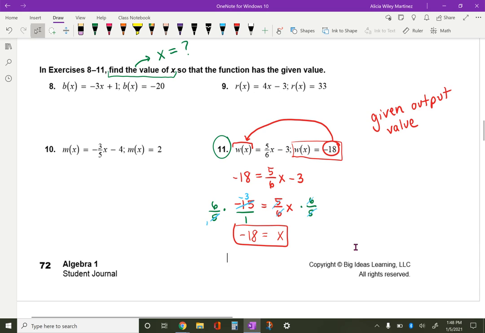So we have 3 different types of examples. One where you have a graph, one where you're given the input value or the x value, one where you're given the output value. We can also think of it as the y value. You will see each of those types of examples in your homework tonight.